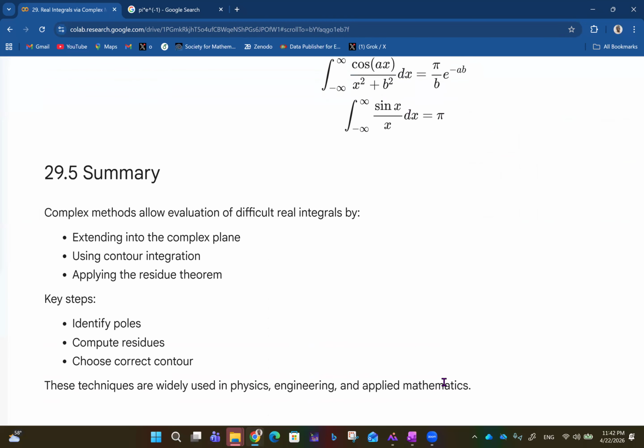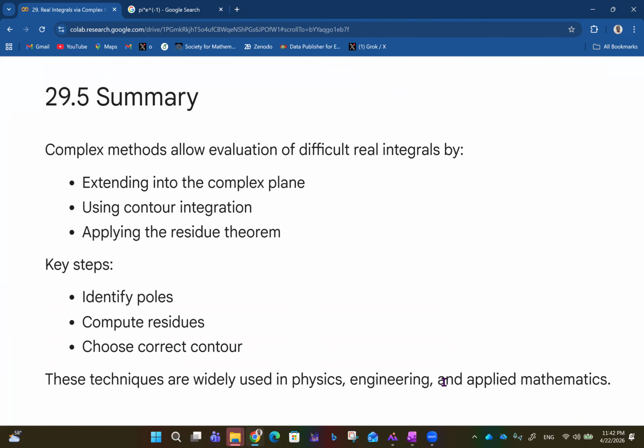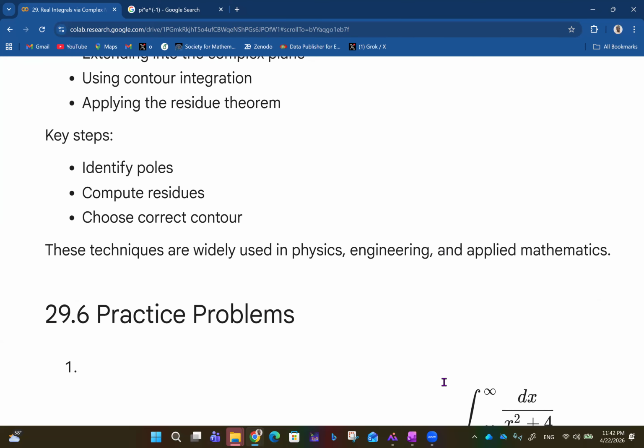So in summary, complex methods allow evaluation of difficult real integrals by extending into the complex plane using contour integration and applying the residue theorem. The key steps involve identifying poles, computing residues, and choosing the correct contour. These techniques are widely used in physics, engineering, and applied mathematics. And since we are talking about applications of complex numbers, you're going to still see the applications of these things in differential equations, physics, and engineering in general. So just watch out for that.